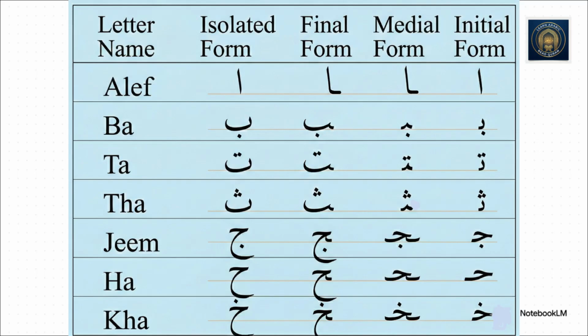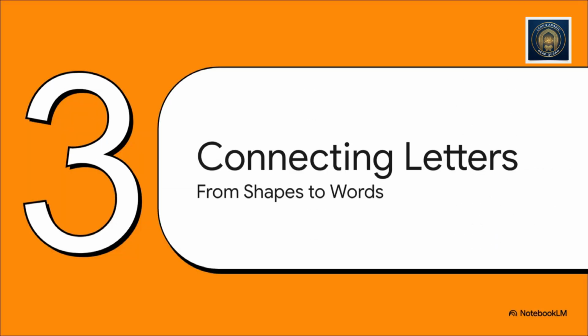Ready? First up, we have Alif. Good. Then Ba, Ta, Tha, Jim, Ha, and last but not least, Kha. Excellent. These 7 are a perfect starting point because they introduce us to the main families we're going to talk about today. Now for the fun part.